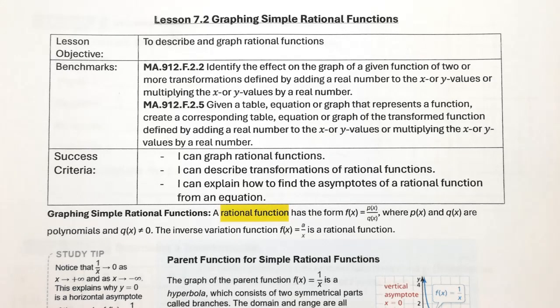All right, so today we're going to talk about rational functions. So what is a rational function? A rational number is any number that can be put into fraction form. So that includes whole numbers and negative numbers, and they give us some examples right here. So let's just dive into it.